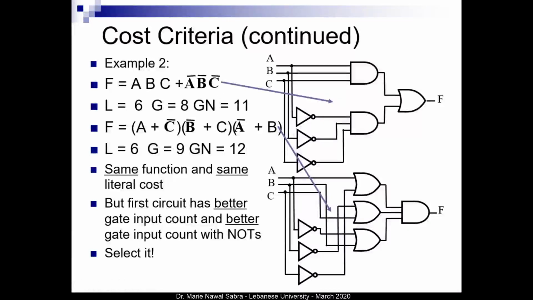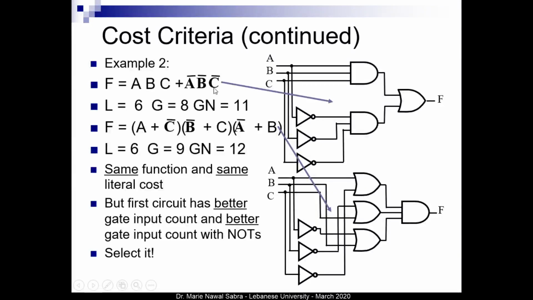In here, there's another example. I have the same function and I have 2 implementations for it, 2 different ways to represent it. So we go for the first one. It is A and B and C, or not A and not B and not C. And this is the circuit that it corresponds to. I have 6 literals. I have 8 gate inputs. And with the inverters, I have 8 plus 3, because I have all of them inverted, that's 11.